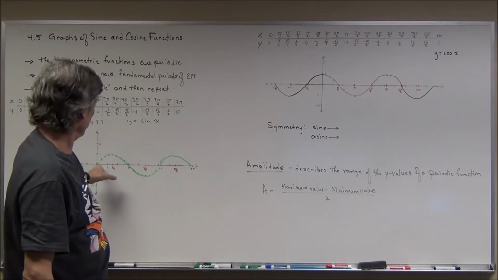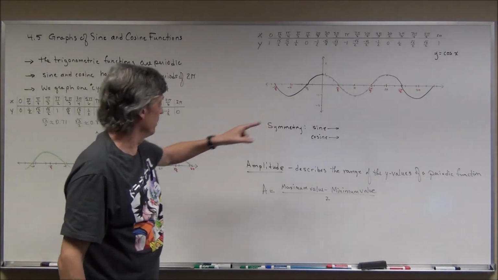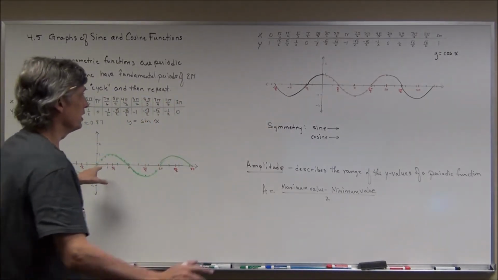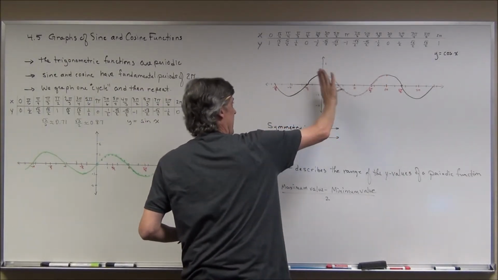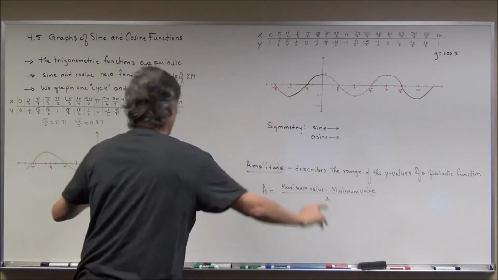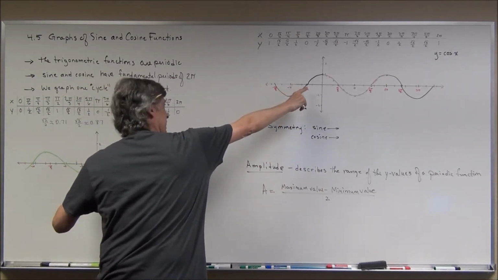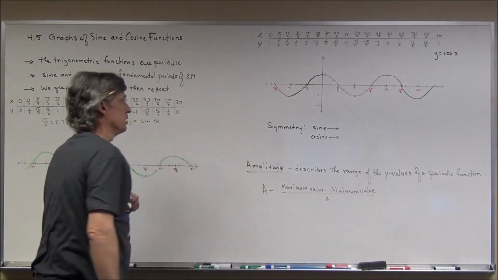In fact, if you look at this graph and you look at this graph, this is the same as this graph, but I shifted it pi over 2 to the right. In fact, these graphs are translations, horizontal translations of each other.